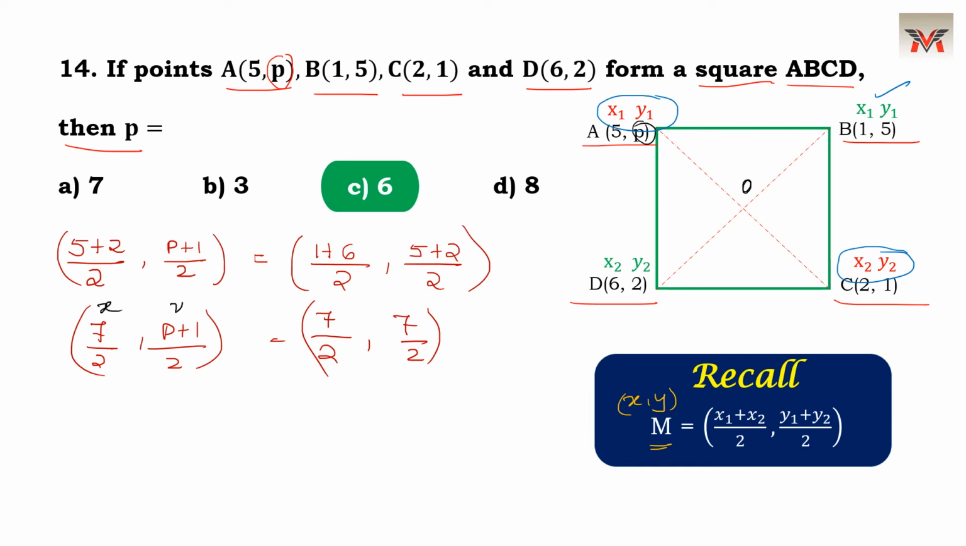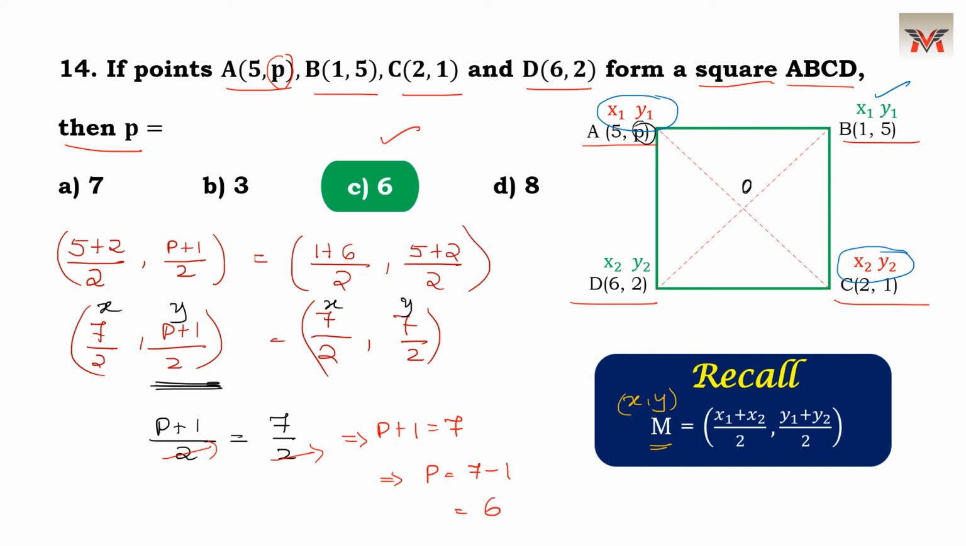As I told you already, these are the x and y coordinates of the midpoint. So this is x and this is y, and similarly for the other. The unknown p is in the y coordinate, so I take (p plus 1) by 2 equal to 7 by 2, just equating the y coordinates. We can cancel 2 from both sides, so p plus 1 is equal to 7, which implies p is equal to 7 minus 1, that is 6. Therefore, the answer is C, that is 6. We'll move on to the next question.